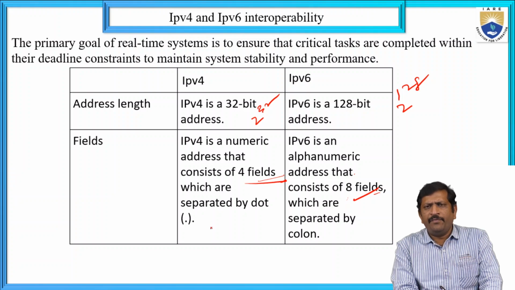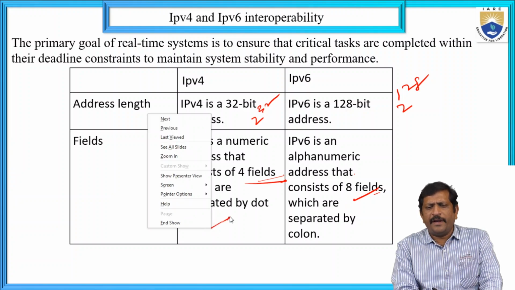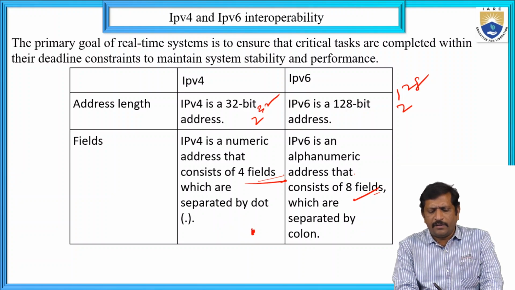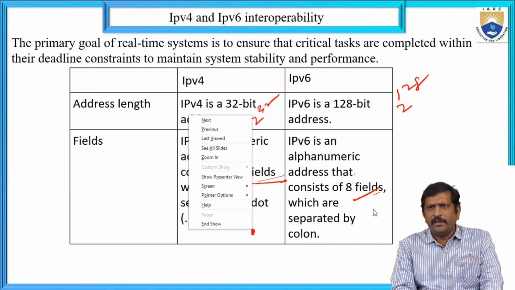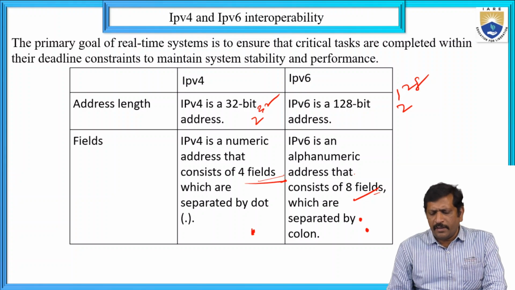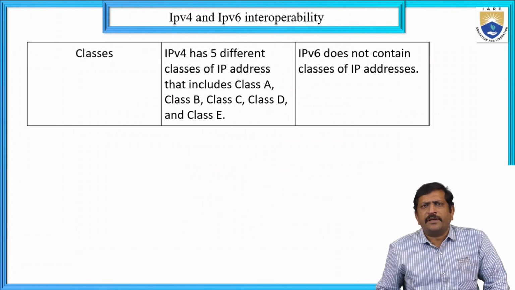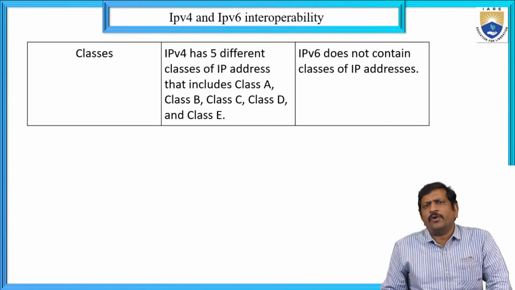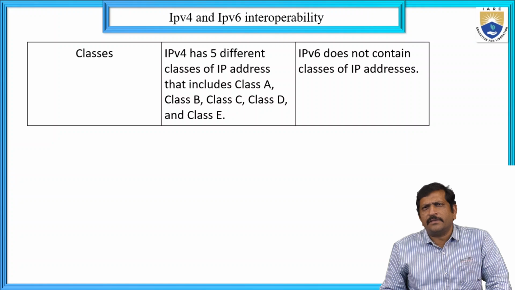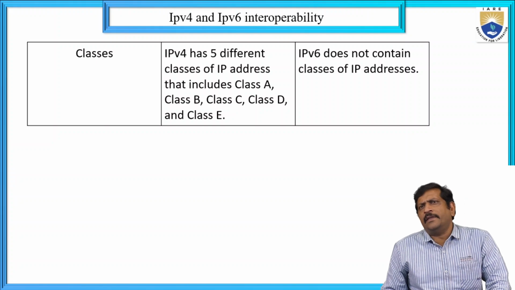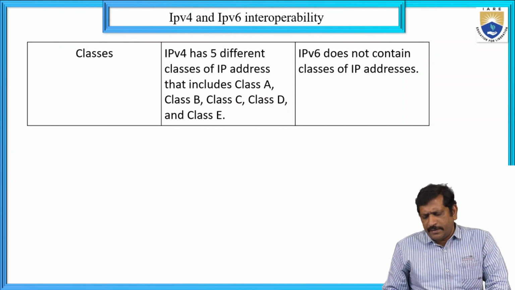In IPv4, each and every field is separated with a dot, and in IPv6 each and every field is separated with a colon. So this is the main difference in presentation. Classes. IPv4 has 5 different classes of IP addresses: class A, class B, class C, class D, up to class E. IPv6 doesn't contain classes of IP addresses.